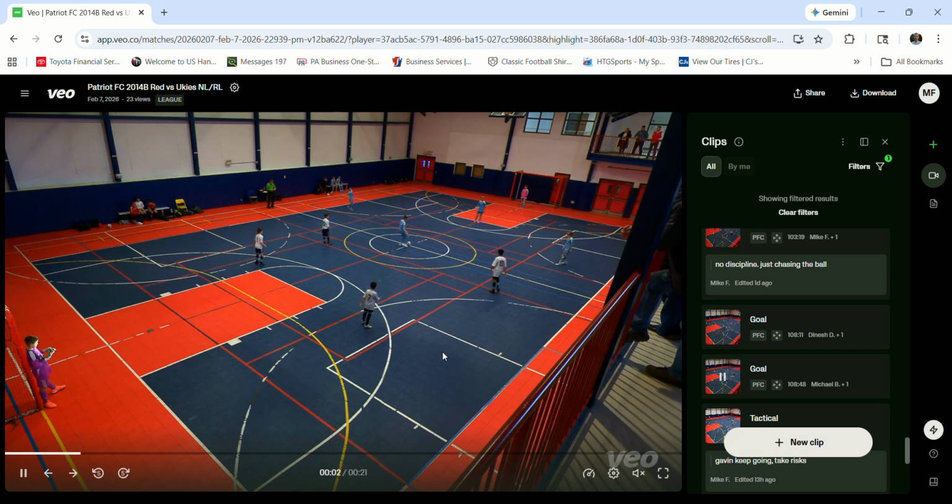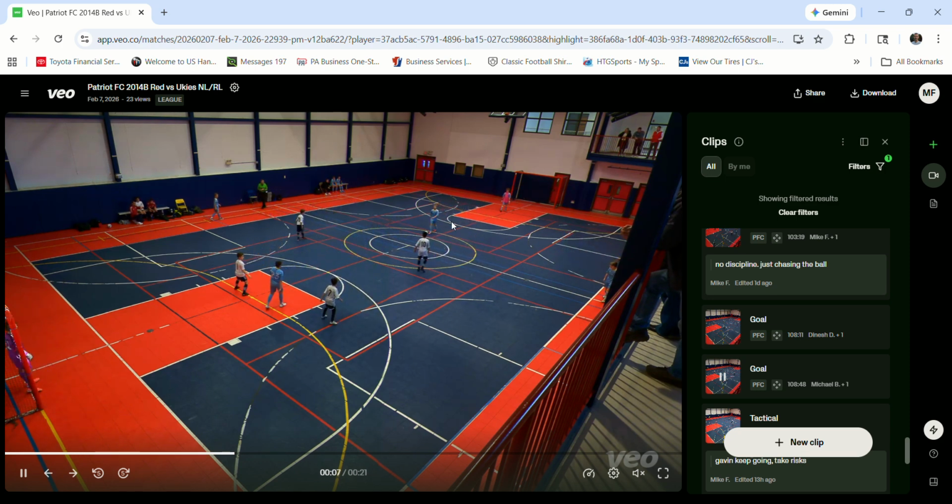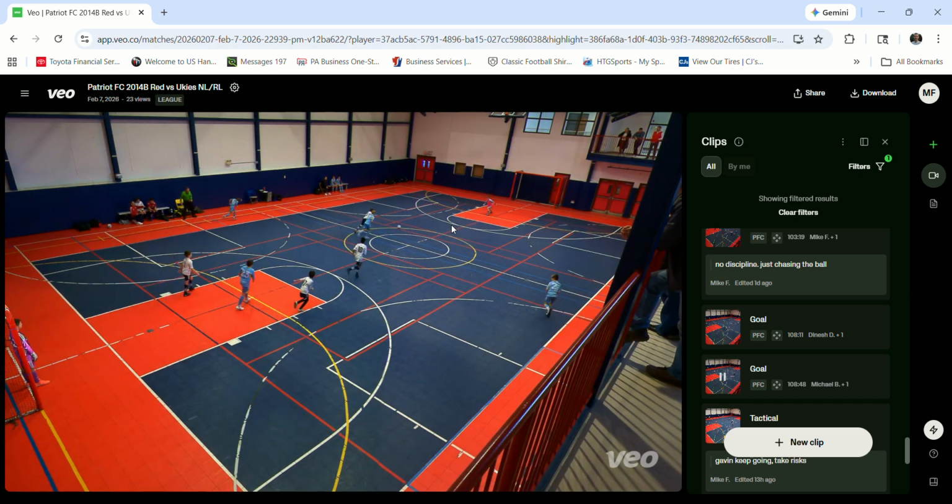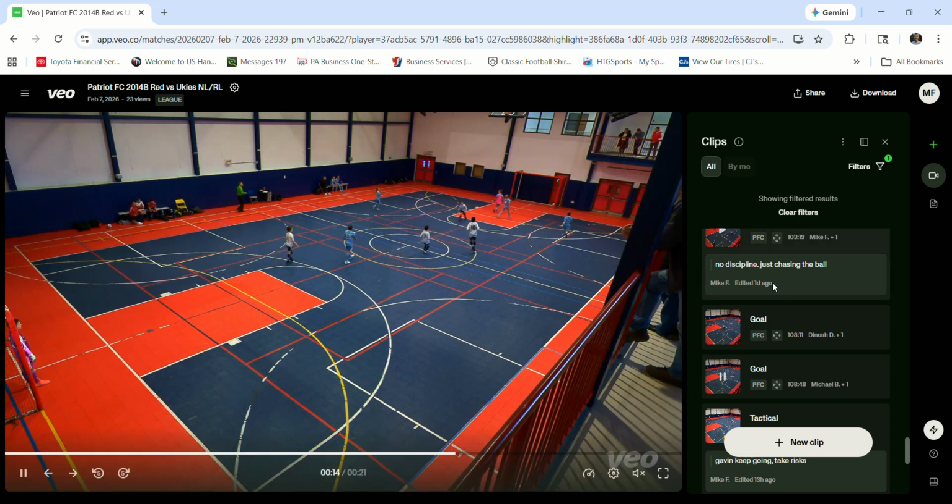This is the very next play off the kickoff, and again, they're walking the ball up slowly, confused, not sure where to go, and then Hudson comes up to steal.